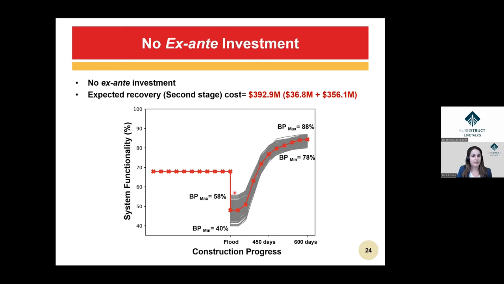And then an extreme event happens, and there can be a drop in its capacity, either between 40 to 58%. The idea is to get to 63% at the least. And what the program comes up with is an expected recovery cost at the second stage of 392.9, of which 36.8 is direct costs associated with repairing those structures, and the rest of it is indirect costs.